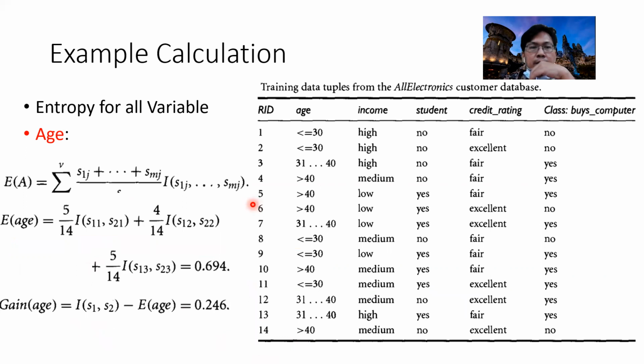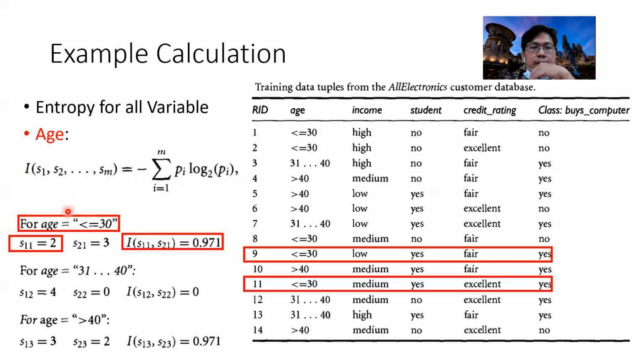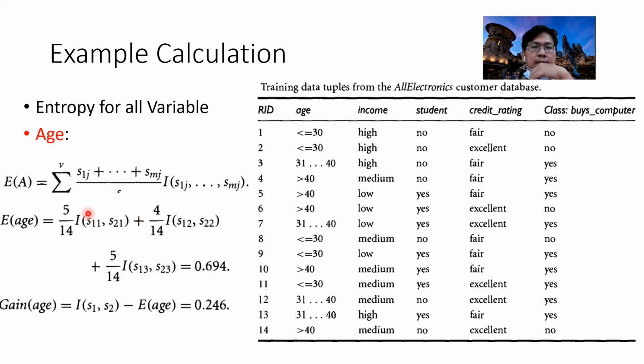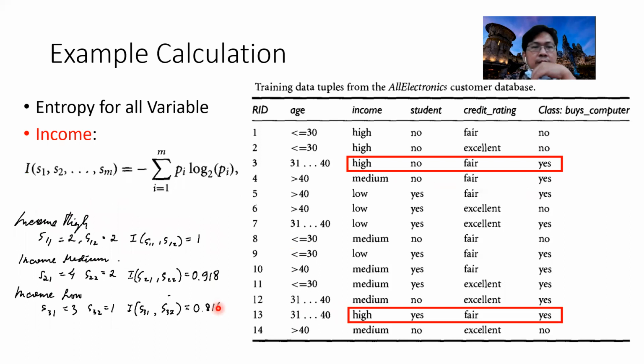Okay, for the age we get the entropy. This uses 5, from the 5, 4, and 5, and 14 is all the data. This is the class for yes or no, yes or no, yes or no for each class of age, and we get the gain 0.246. Okay, we continue to the second feature, income.